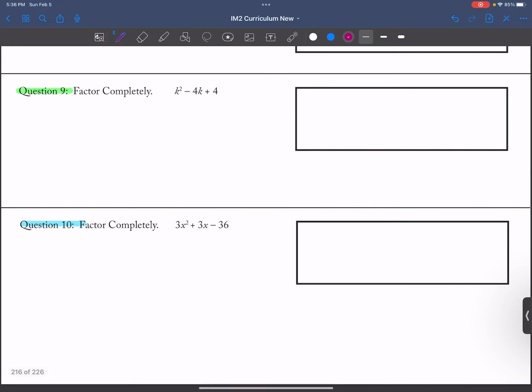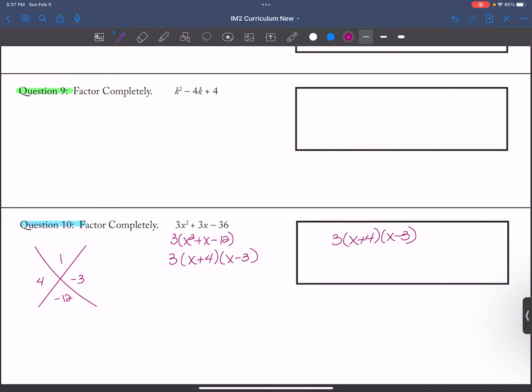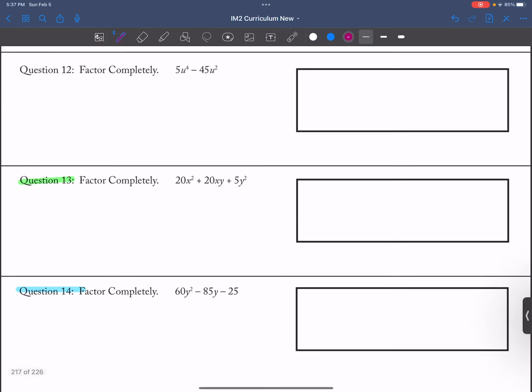Okay, 10. Everybody's divisible by 3, so let's pull 3 out. X squared plus X minus 12. Oh, that factor is easy. So here's my little x. I have 1 on the top, -12 on the bottom, so that's a 4 and -3. So this is 3 times x plus 4 and x minus 3. Okay, 10, 12, 14.